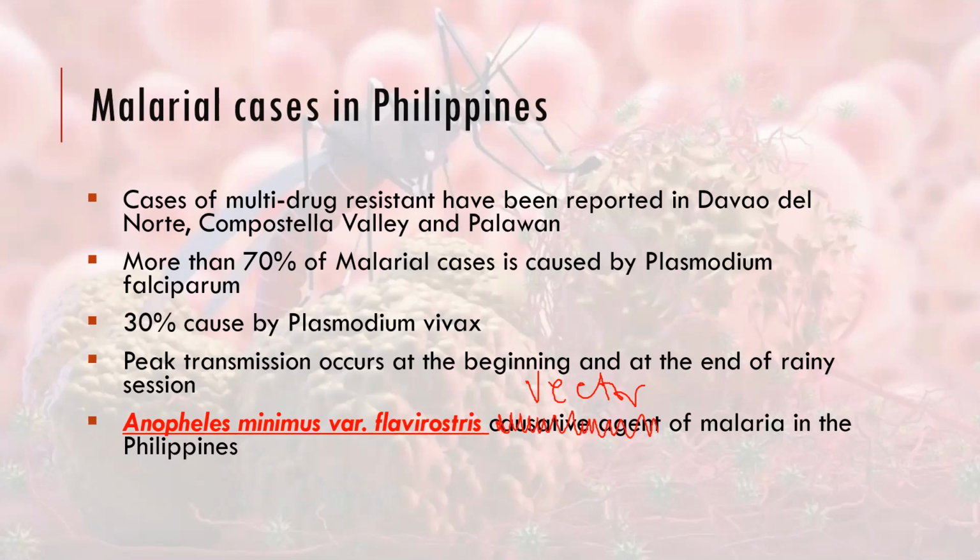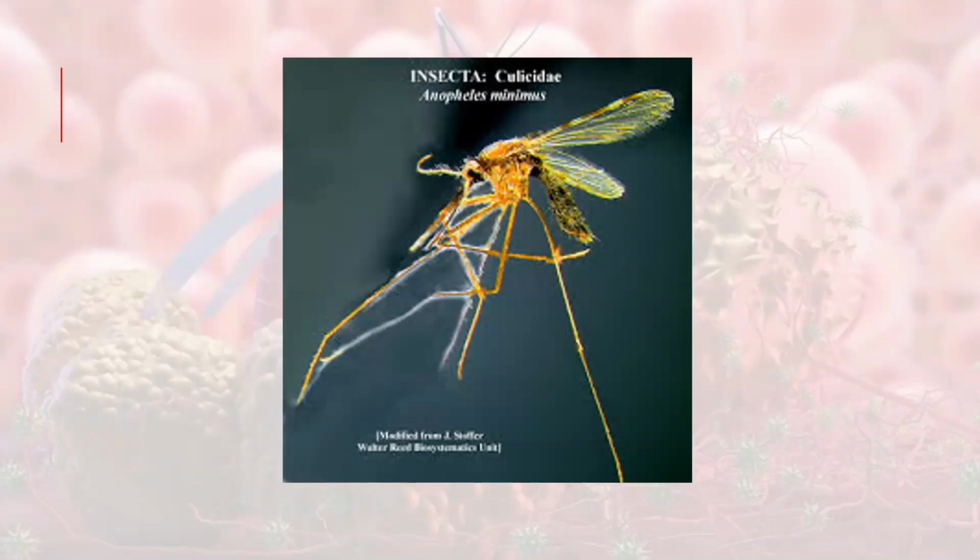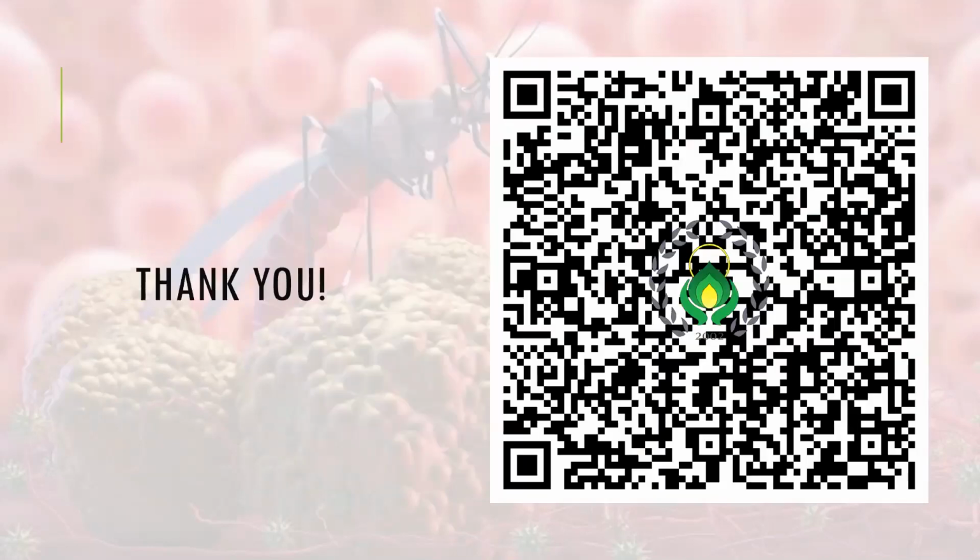And in coastal areas of Sulu, we have the Anopheles litoralis. Parang kayo, Lito na, no? Anopheles litoralis. And that is your Anopheles minimus var. flavirostris.